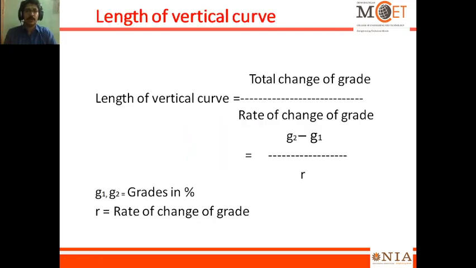So I hope you have understood the concept of the horizontal curve and transition curve. Then we have seen the vertical curve. We will see some problems in the next video. Thank you, friends.